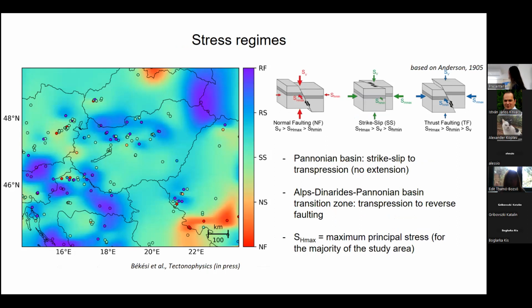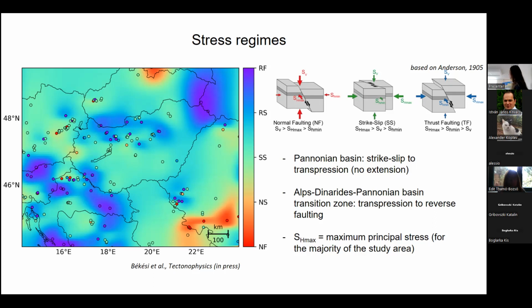The focal mechanism solutions also allow us to infer tectonic regimes, so the tectonic style or the type of the stress field. In this map, with red, you can see the normal faulting regime, where the largest principal stress is vertical. And in case of the strike-slip marked with green and the reverse faulting regime, the largest principal stress corresponds to SHmax, which is basically true for almost the entire study area.